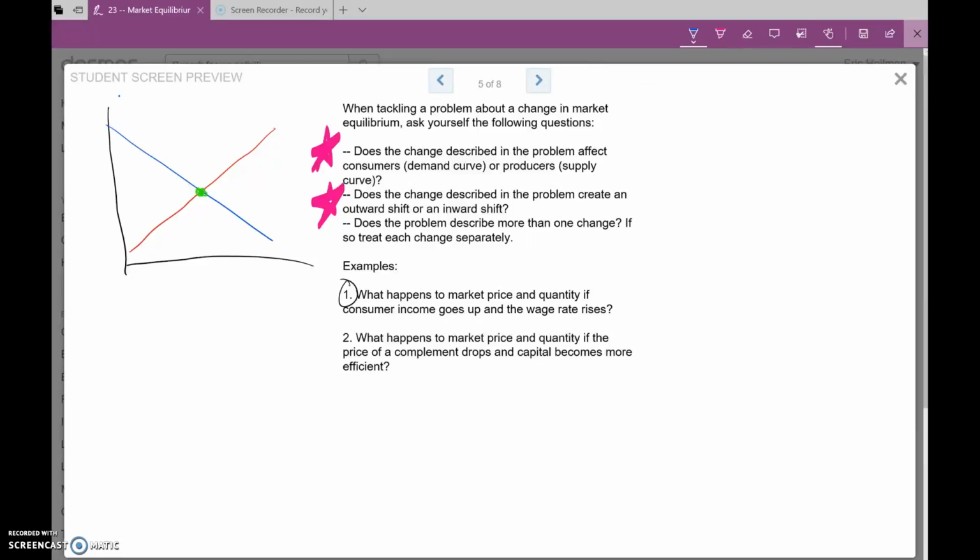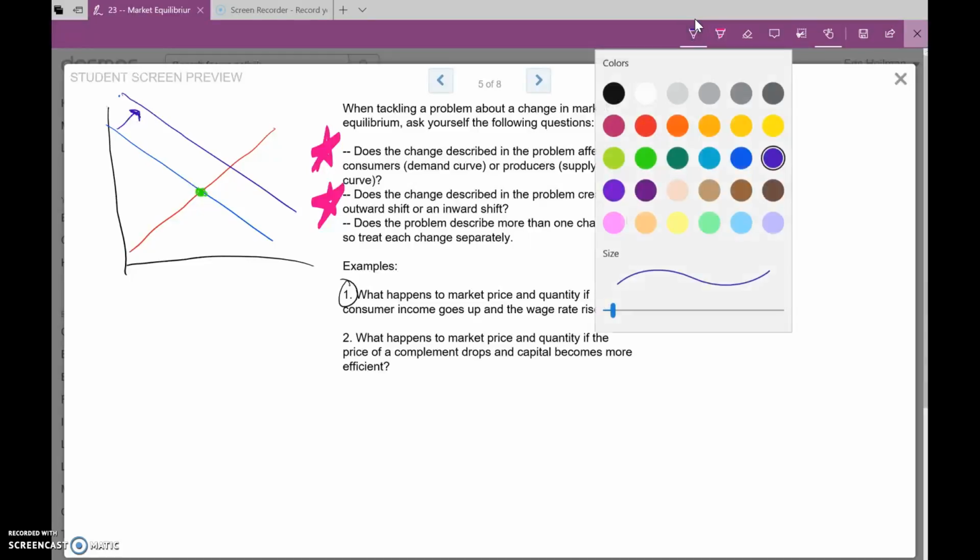So choose a different color. So the new demand curve might be out here. So demand shifts outward like this. And then the second change described in the problem is that wage rates go up. So does that affect consumers or producers, and does it cause the curve to shift inwards or outwards?